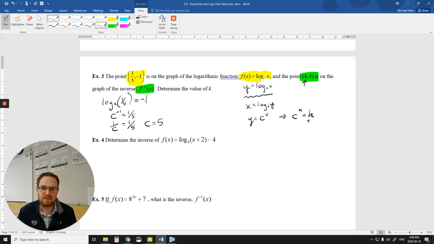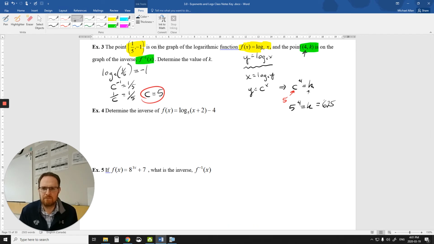Now I can take that answer that we just found here. I can put that way over here. So now this is a 5. Right? So 5 to the 4 is equal to k. So I can say k is 625. There we go.